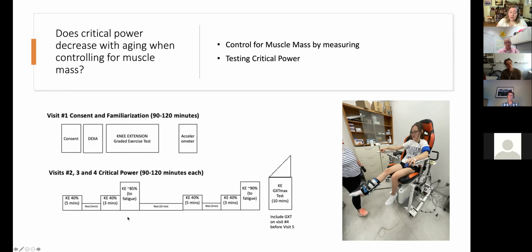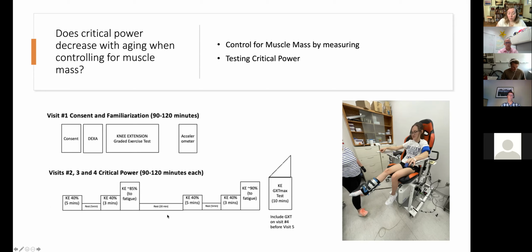And we'll have them do a warm up at 40% of their knee extension max that they did on the familiarization day. And then they will rest for 5 minutes and then do another warm up at that same 40% for 3 minutes. And then we will increase the wattage to a certain percent or a certain wattage and have them exercise until fatigue. And then we will plot the time and the percentage to help us determine critical power.